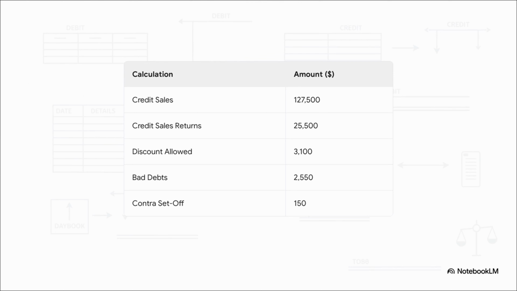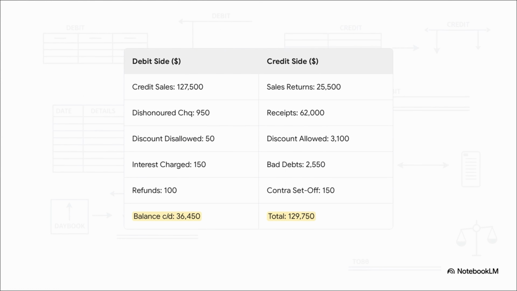We just keep going like this for discounts and bad debts, always checking we're using the right percentage of the right number. And finally, the contra set-off. They owe us 150, we owe them 500. What's the rule? Use the smaller amount. So 150 it is.